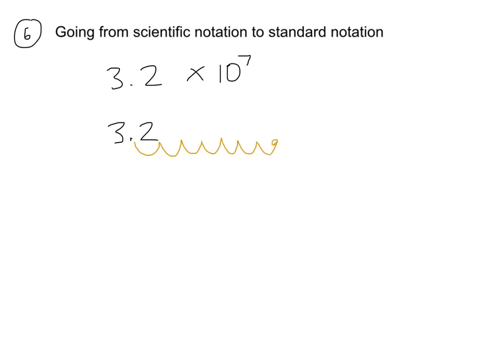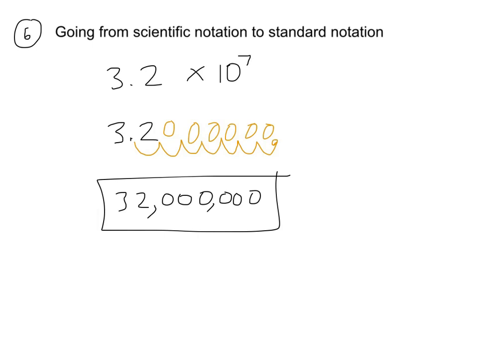All right, what do I do with all these gaps? I'll fill them in with zeros. 1, 2, 3, 4, 5, 6. All right, so what number is this actually? 3, 2, 0, 0, 0, 0, 0, 0. So 32, comma, 000, comma, 000, 32 million. Okay, that is 32 million in standard notation.